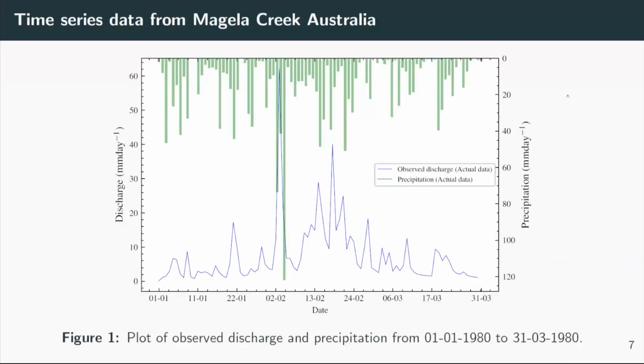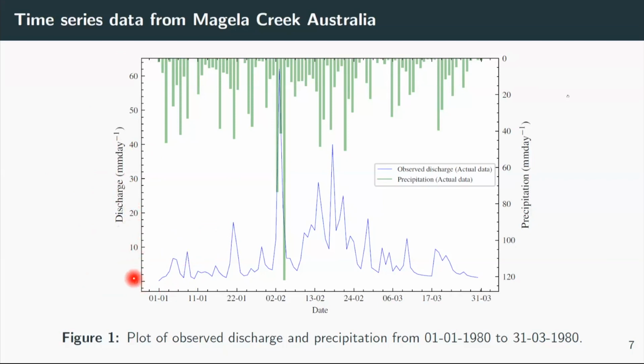So the data we use is time series data from Magella Creek in Australia, partly because we wanted a data set that does not involve other variables like snowfall, just rain and maybe sunshine. So Magella Creek in Australia has data from 1980 to 2006, but since the first study we are doing is for illustration, we use just 1980 and the first 3 months, partly because those are the months where we have rainfall events almost every day.